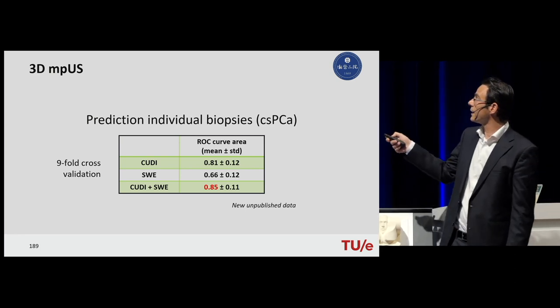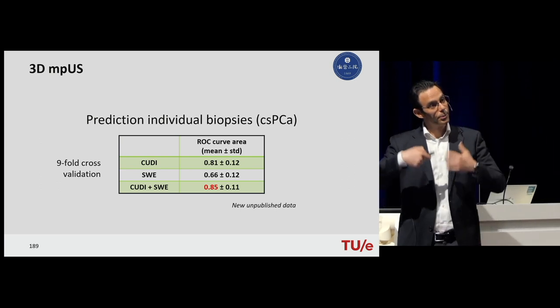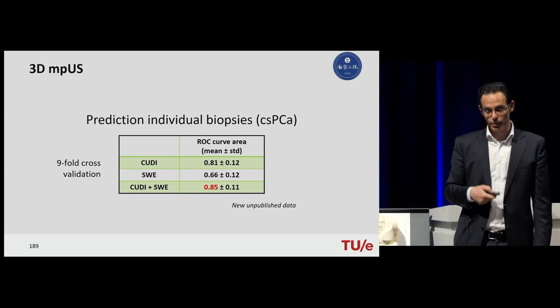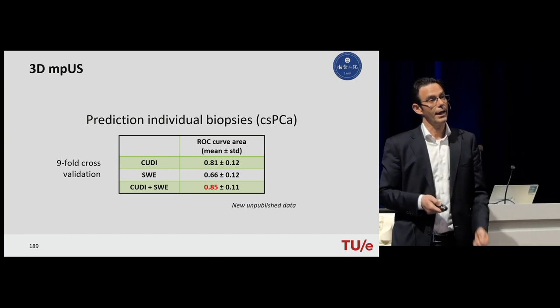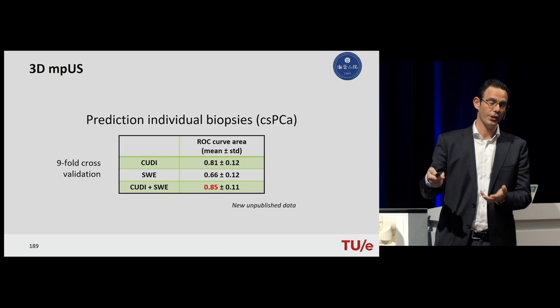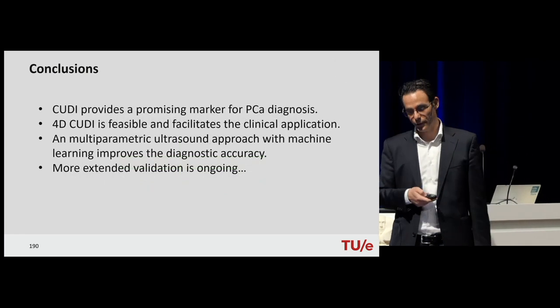Shear waves are not that excellent, but once they are combined with our QD analysis, we could boost our classification performance even further, actually to 0.85, which is a very good result, especially when we are trying to reproduce biopsies, which is not really a perfect ground truth.